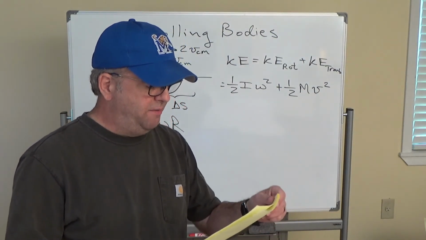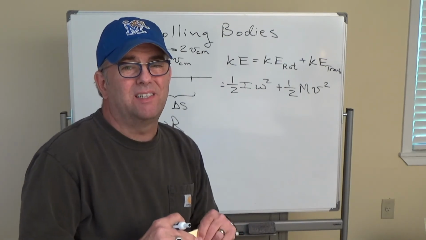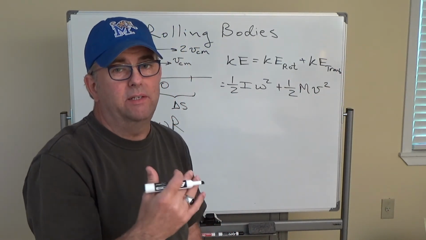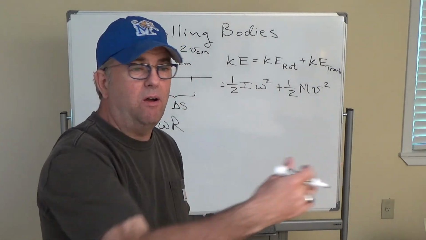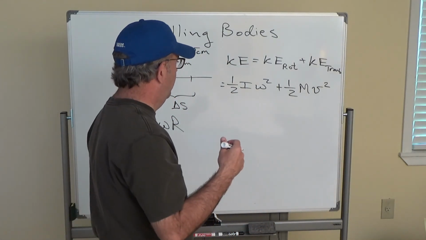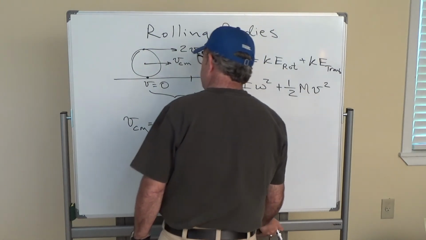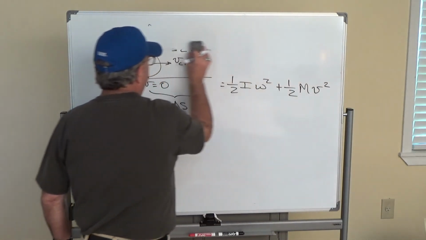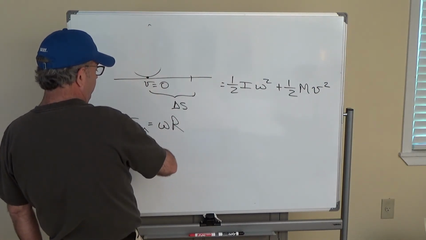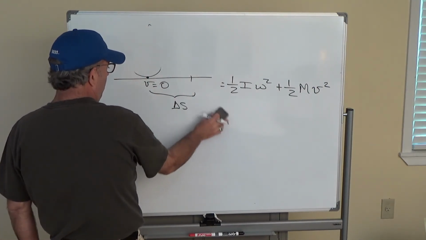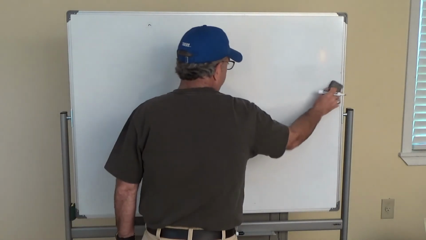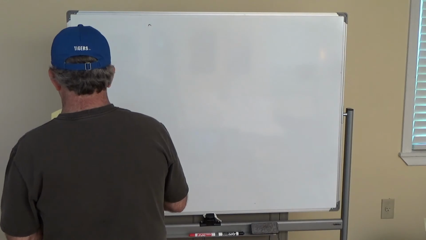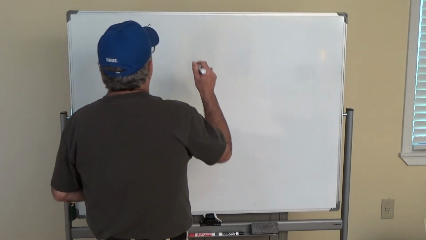I'm not going to derive that. I mean, I hope it makes sense. You're rolling and you're going along. Well, it is rolling. It's rolling along and translating. Let's look at an example. Maybe this will help, based on this idea that V center of mass is omega R and the total kinetic energy is rotation plus translation.